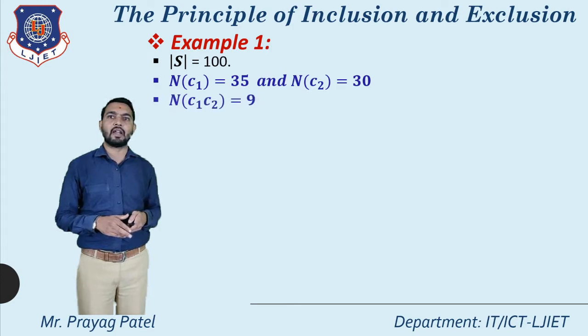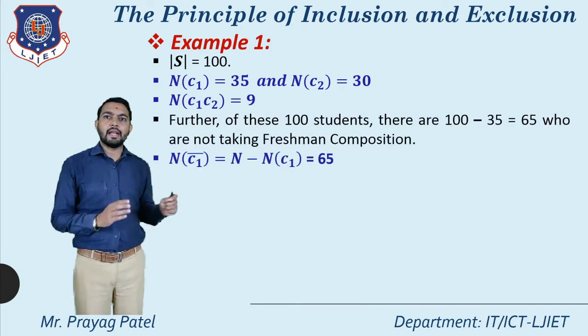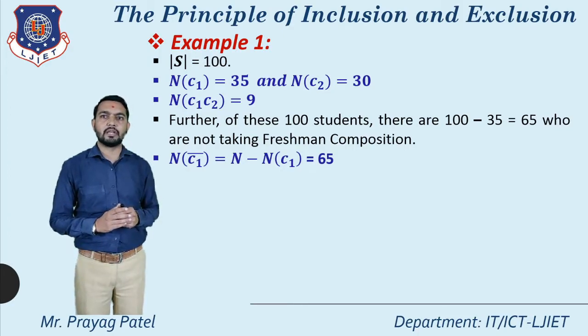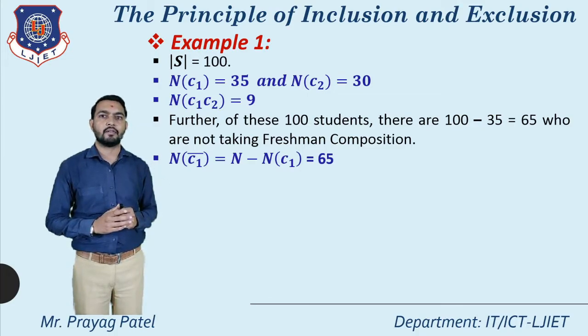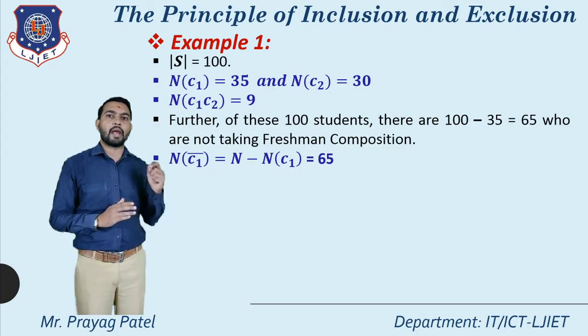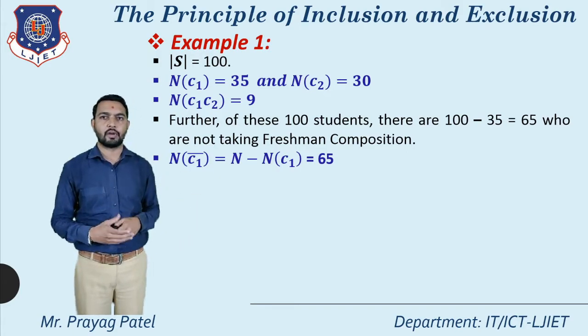So we have already value is like this. Now here NC1 dash, what is the meaning of NC1 dash? NC1 dash means the students who are not taking the freshman composition. So it is equal to n minus NC1. So here we can find the value as 100 minus 35 equal to 65.